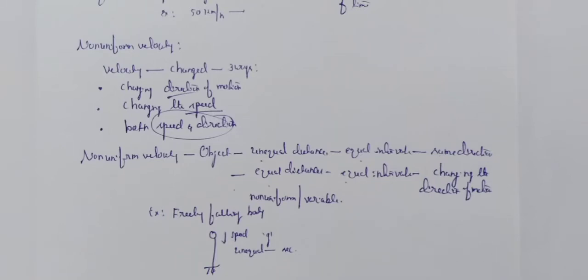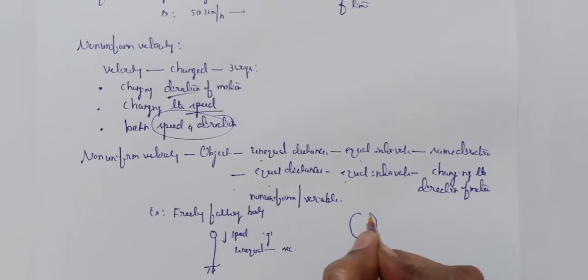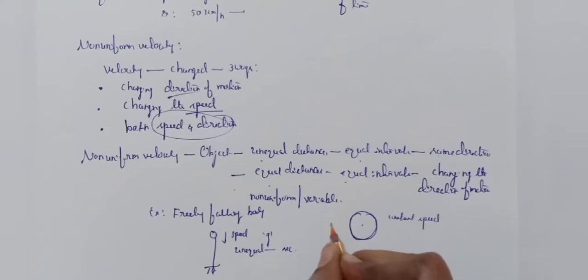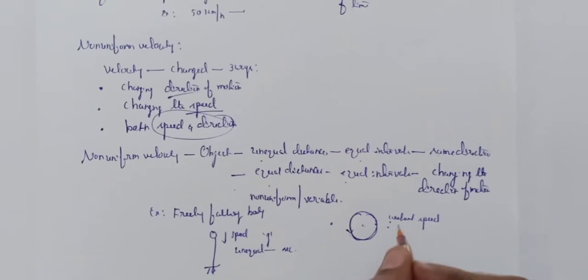And one more example we can give, the car moving in a circular path. The car is moving in a circular path with a constant speed. It is covering equal distances in equal intervals of time. But the direction of motion of the car is changing continuously along the circular path. So the velocity of the car is said to be variable.